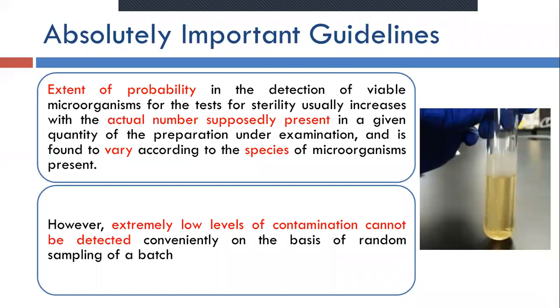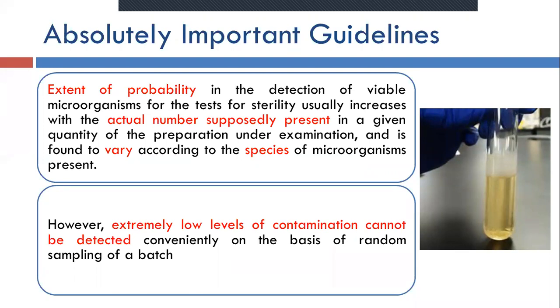Even if you think that those 10 microorganisms are distributed in 10 vials, and you have 10,000 vials, out of those 10,000 vials, what is the probability of taking one of those 10 vials as a sample? We don't know. It is very, very remote. So that is the reason extremely low level of contamination cannot be detected conveniently on the basis of random sampling of the batch.